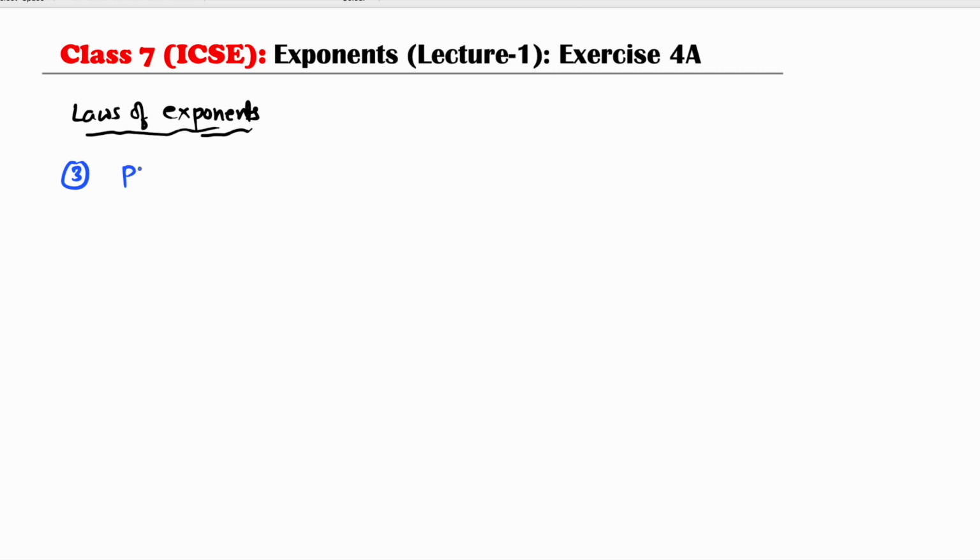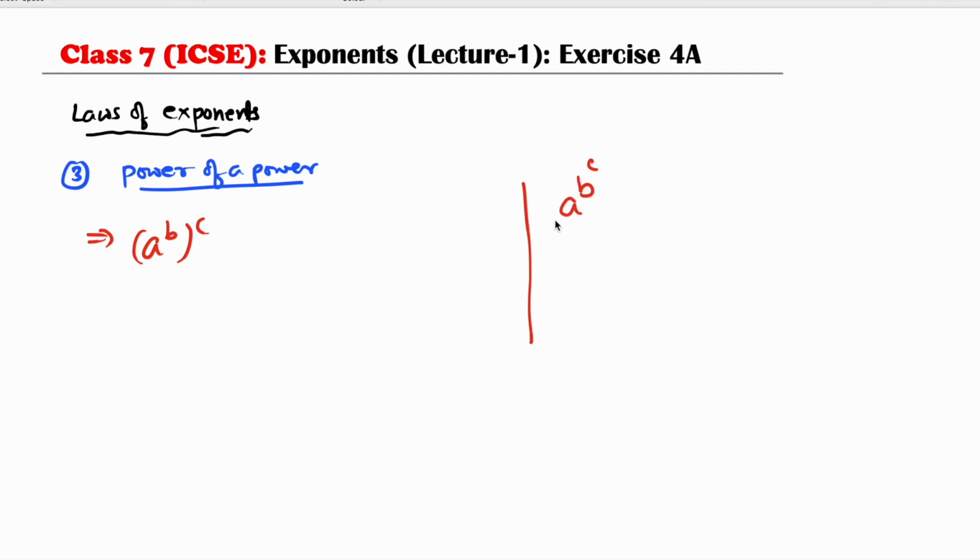Suppose here it is given power of a power. Suppose we are given a to the power b, in brackets, to the power c, and the other one is given a to the power b to the power c without brackets. What does this mean? These two are different things. Here in mathematics it is read as a to the power b into c, and it cannot be merged. It will remain same. Its power cannot be multiplied.